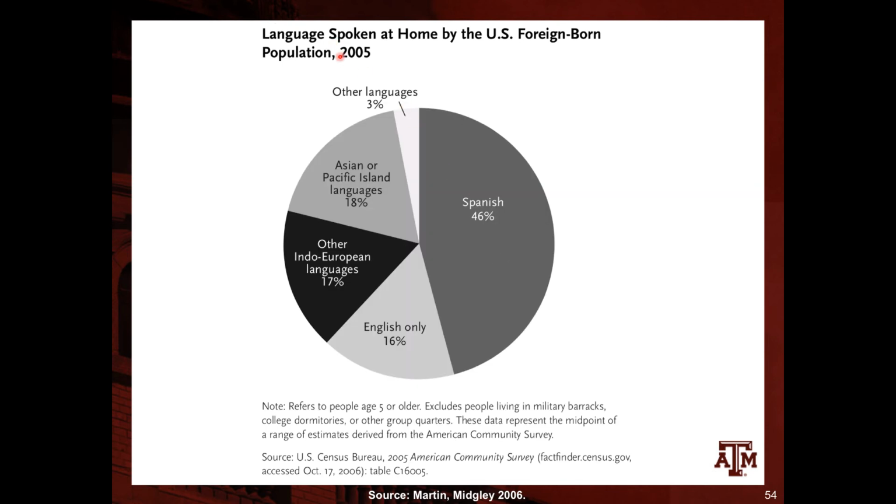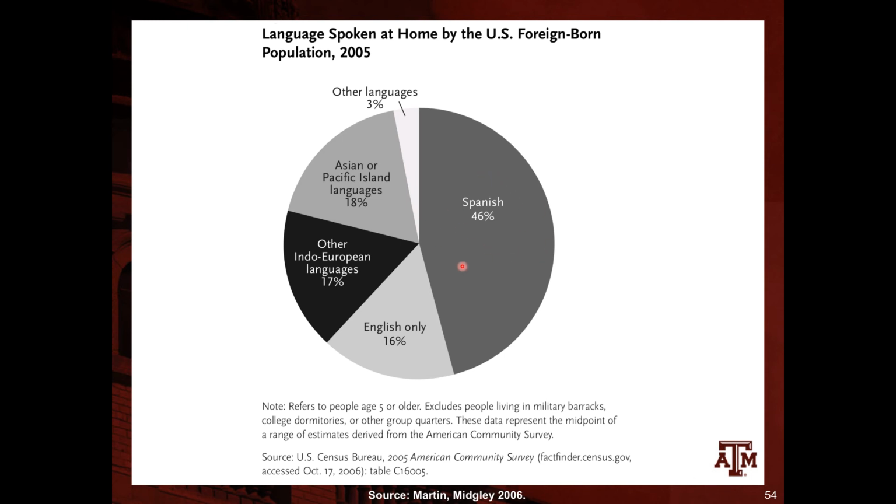In terms of the language spoken at home by the US foreign-born population, 46% of them speak Spanish, 16% English only, 17% other Indo-European languages, and 18% Asian or Pacific Island languages. So you see that still a lot of these immigrants, 46% of them, speak a non-English language at home. That shows that a lot of these immigrants did not integrate fully into the culture, but at the same time it's good for them to maintain their cultural habits and their language knowledge from the countries where they come from.